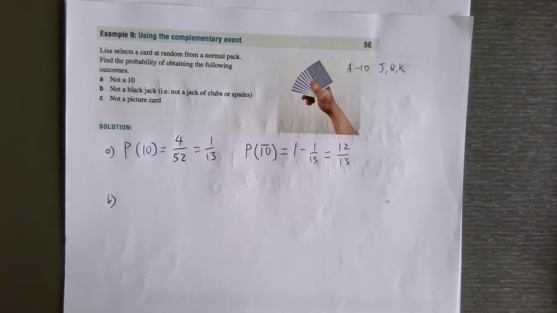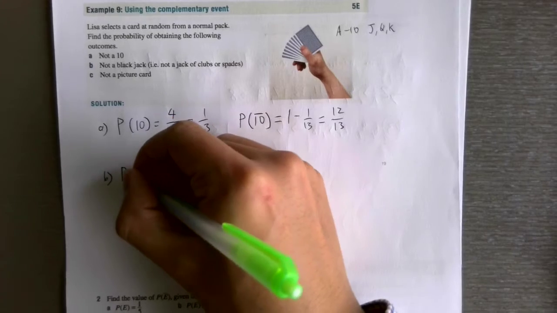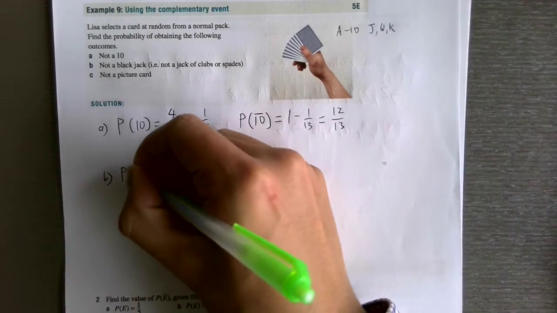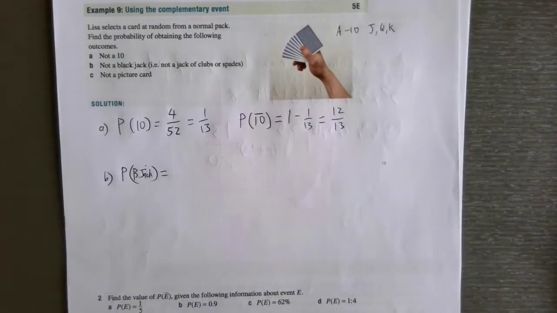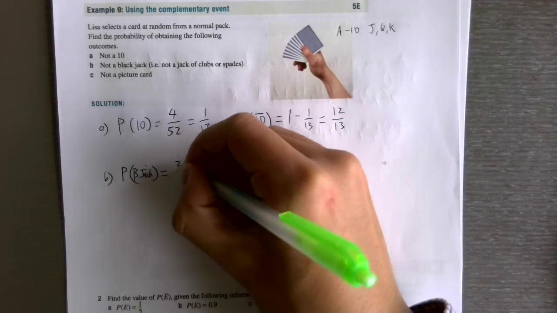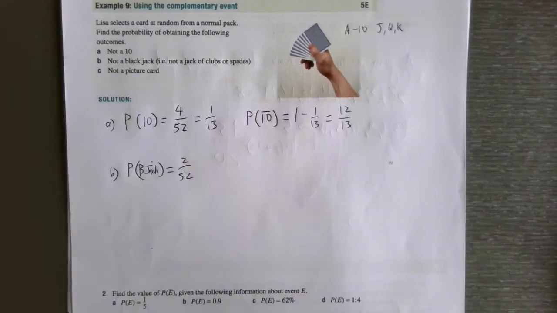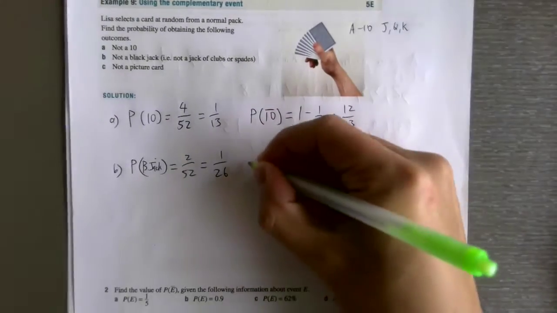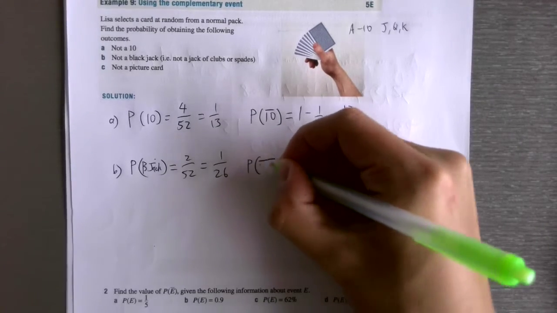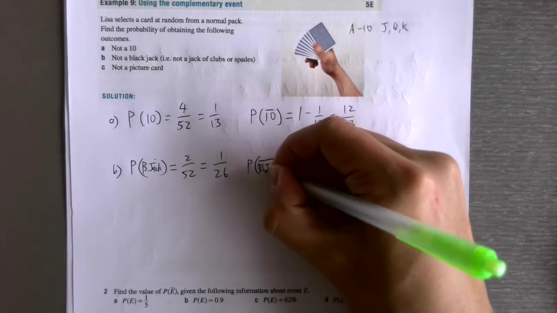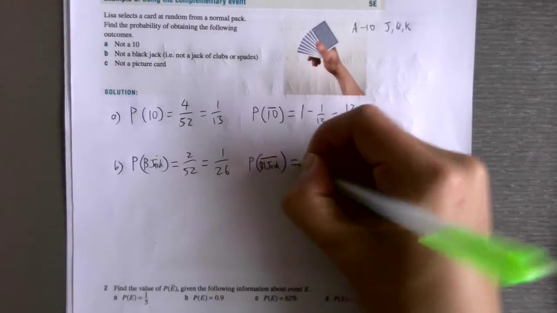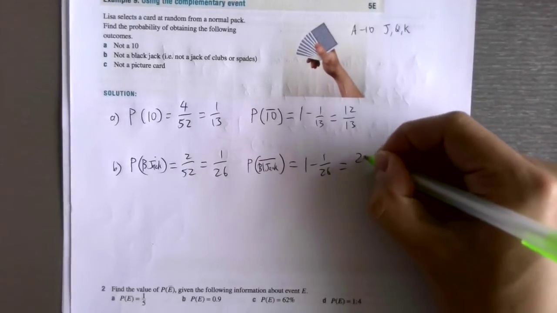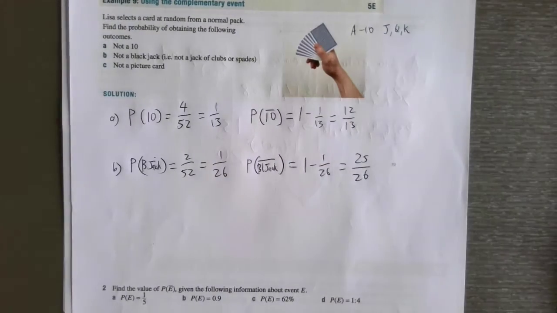The answer to question B is not a blackjack. So we want to find the probability of a black jack, okay? And so what that's going to be is 2 out of 52, because there is a jack of clubs and a jack of spades, simplifies to 1 out of 26. Now, the probability of not a black jack, all right, is going to be found by doing 1 minus 1 out of 26, and that's just going to be 25 out of 26.